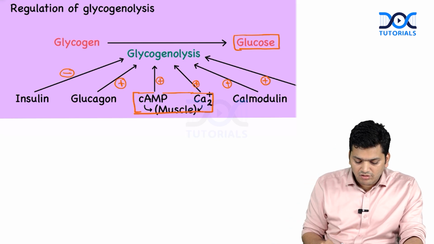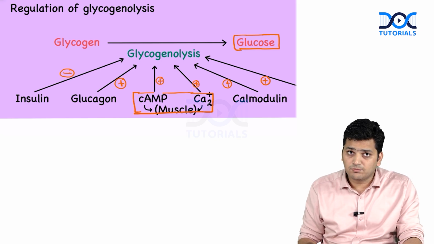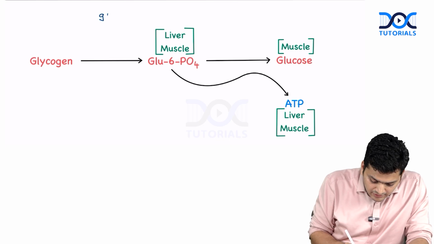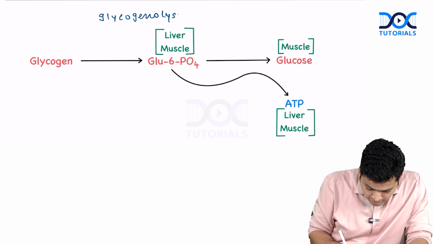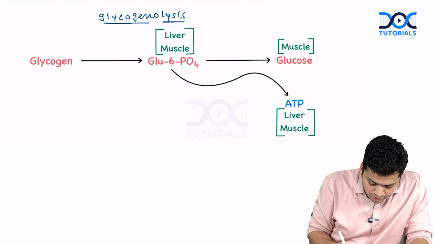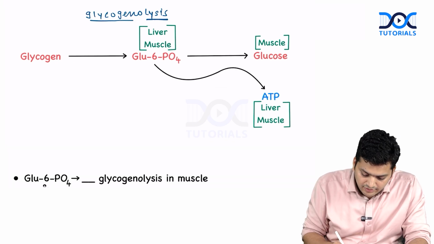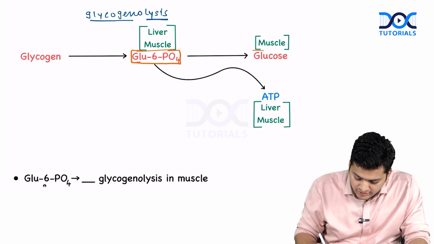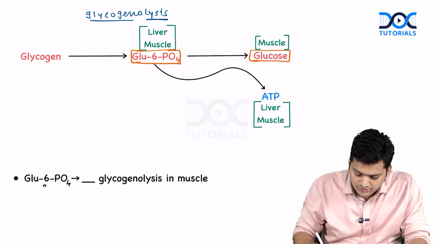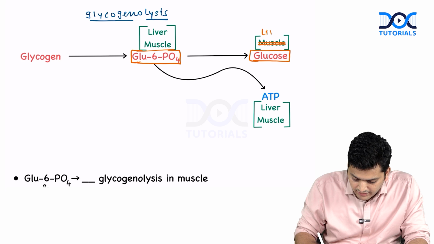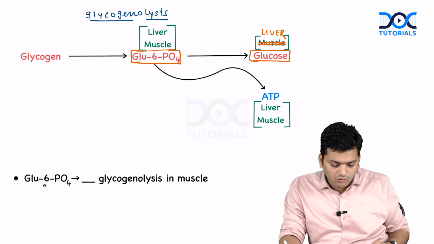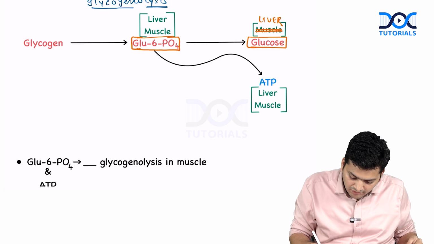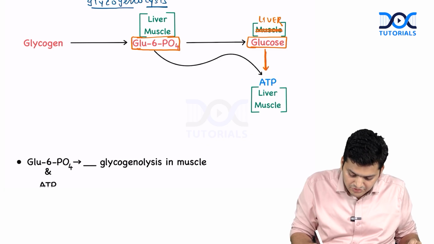Now, what other factors can regulate this process? See here, when we do the breakdown, that is the glycogenolysis, what is the last product in the muscle? Glucose 6-phosphate. And what is the last product in the liver? Glucose. So this glucose 6-phosphate and the glucose, ultimately they are going to generate the ATPs. They are going to generate the energies.